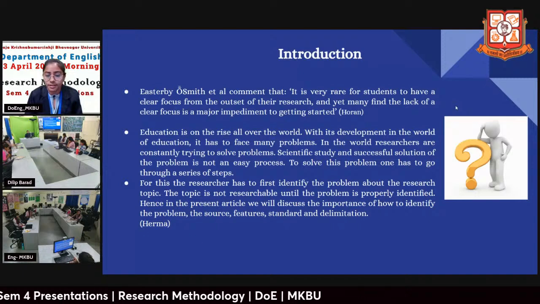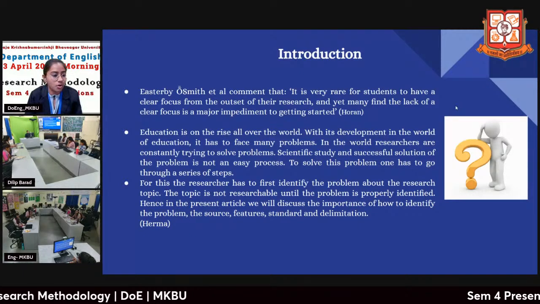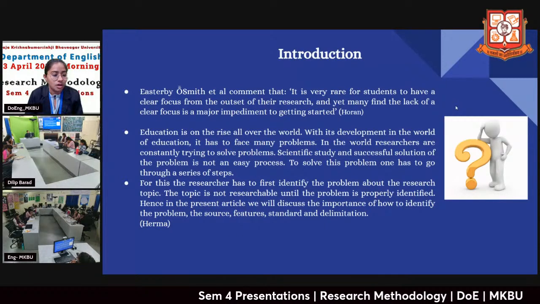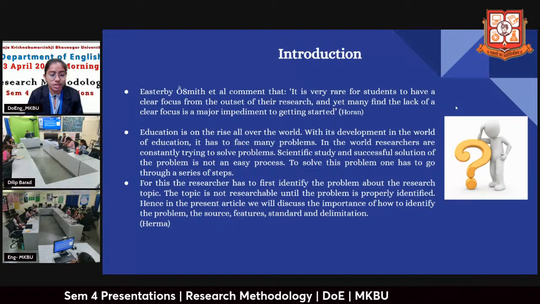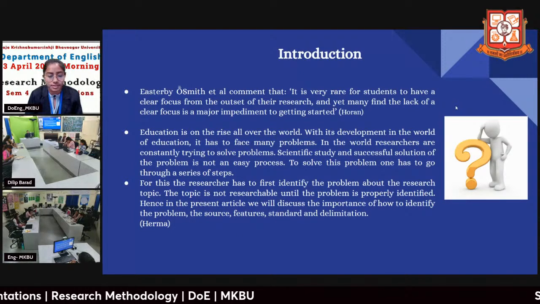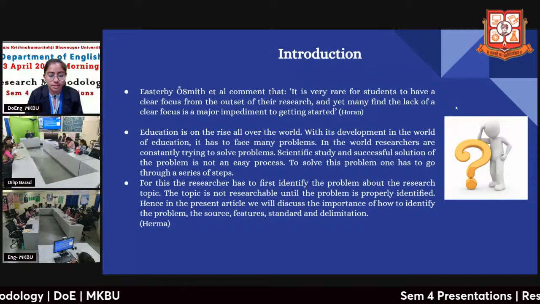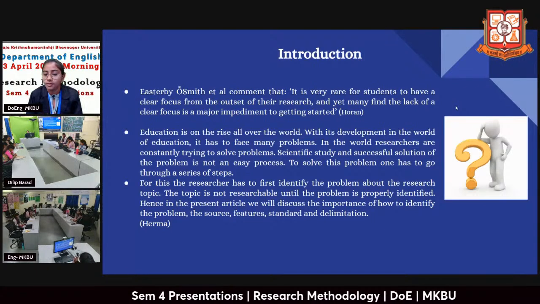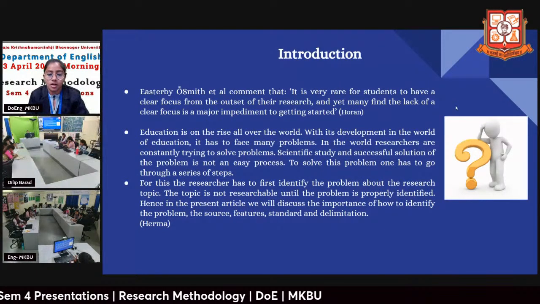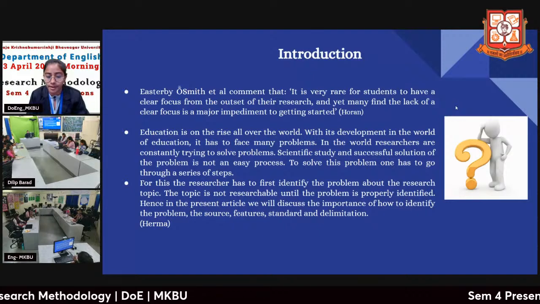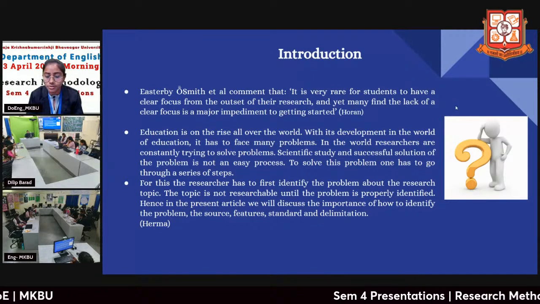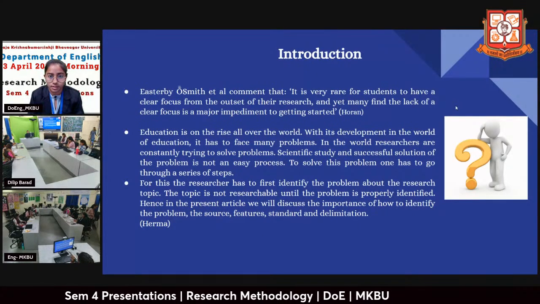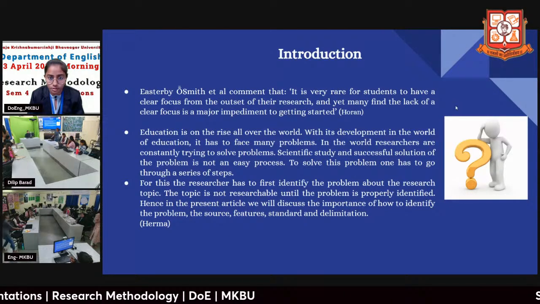Scientific studies and literary studies, and successful solution of the problem, is not an easy process. To solve this problem, one has to go through a series of steps. For this, the researcher has to identify the problem about the research topic. The topic is not researchable until the problem is properly identified. So whenever a scholar or student finds the topic, they also properly know about the problems which are related to their interested topic.